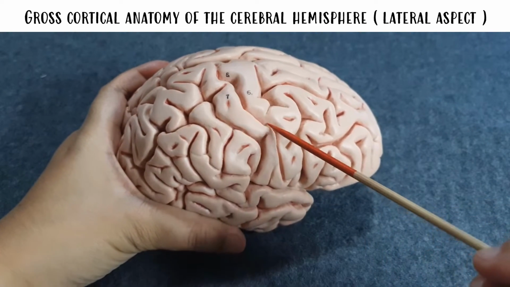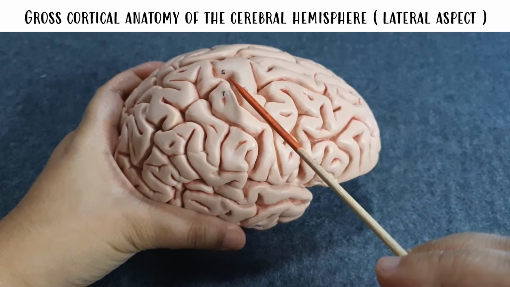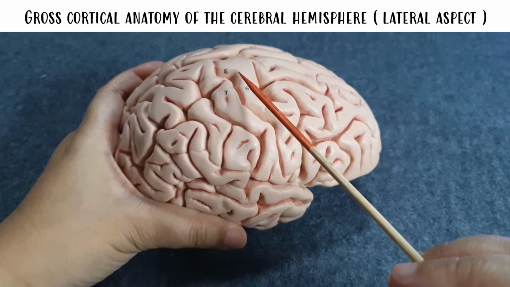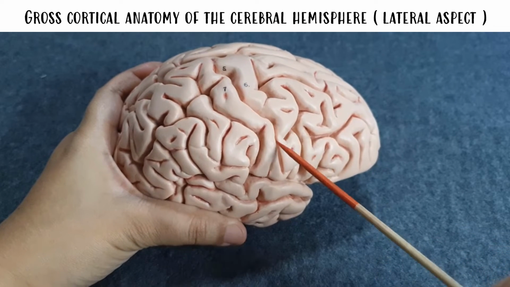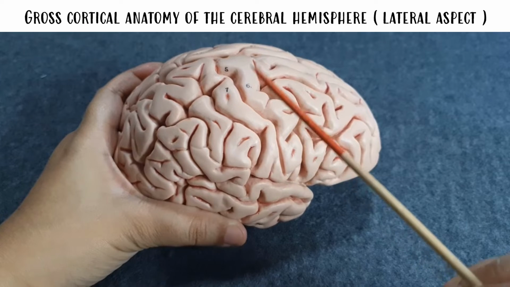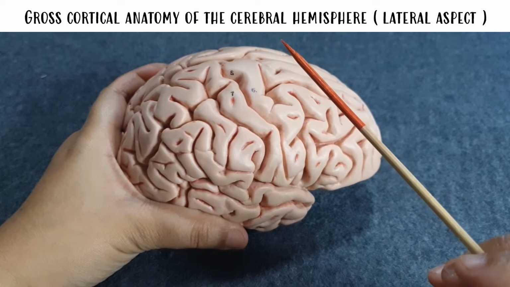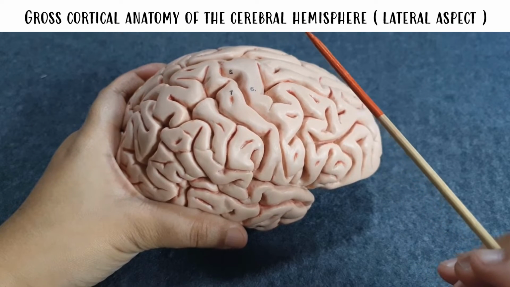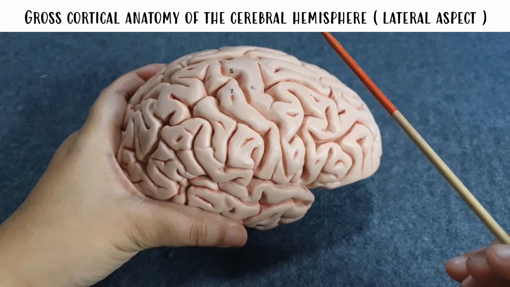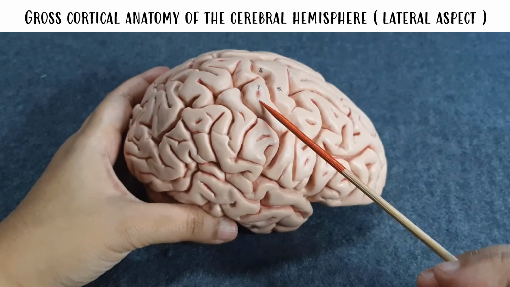So this is the central sulcus of Rolando. In front of it is the frontal lobe and behind it is the parietal lobe. After the central sulcus of Rolando, there is the postcentral gyrus, which is designated as Brodmann's areas 3, 1, and 2, and that functions as our primary somatosensory cortex.